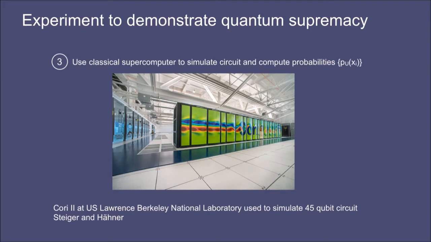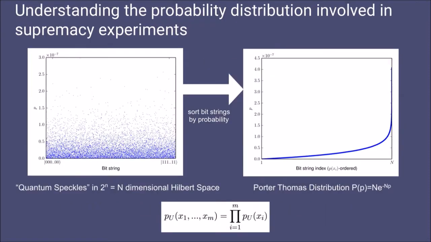But just a few weeks ago, collaborators of ours, Damien Steiger and Thomas Häner from ETH Zurich, improved this. They pushed it to 45 qubits, booking out this machine here in the picture. This is Cori 2 at the US Lawrence Berkeley National Laboratory. It's one of the top supercomputers in the world, and you had to clean this thing out for a whole day to compute the probabilities that the circuits I showed you produce. And then you're kind of done.